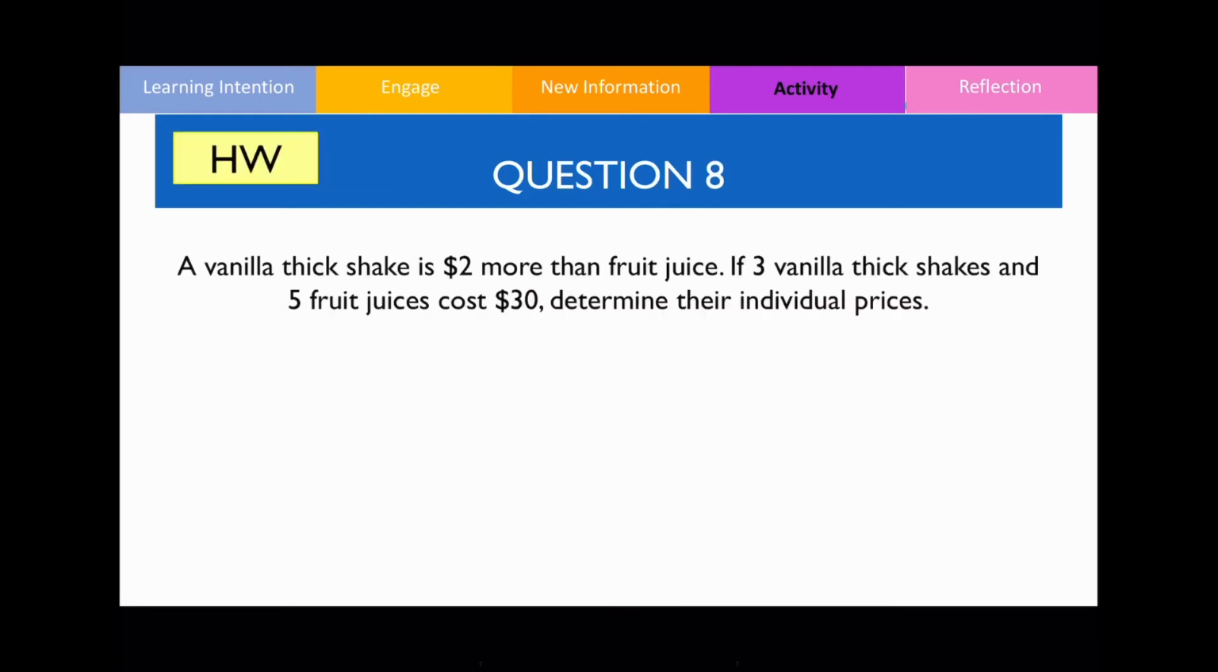For question 8 over here, you're using simultaneous equations. So let's define our variables. Let x be the cost of the thick shake.